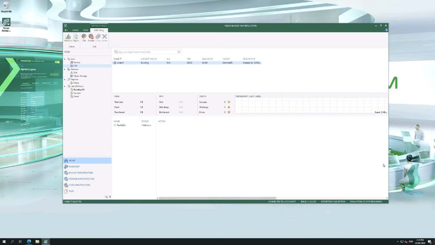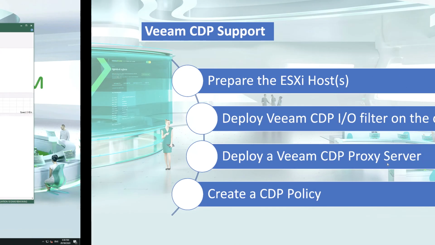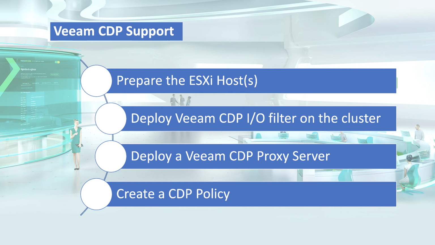But before we depart, let's summarize what we learned in today's session. On today's Tech Talk, we learned how to prepare the ESXi host. We learned how to deploy the Veeam CDP IO filter on the cluster, followed by deploying a Veeam CDP proxy server. And we finish up with the creation and configuration of the CDP policy.